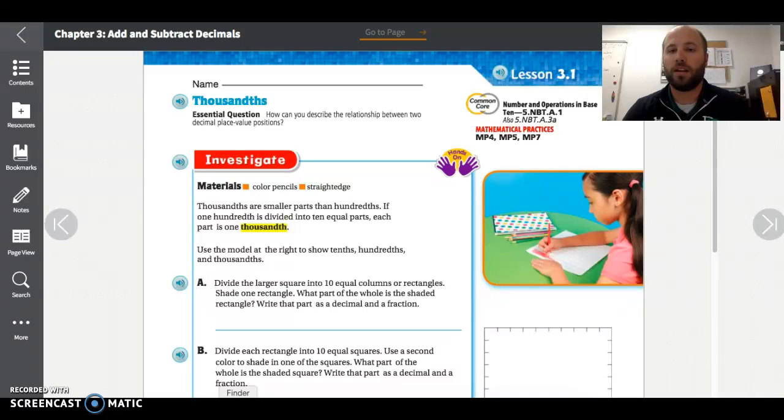Today, the unit is Unit 3. It's adding and subtracting decimals. Today's lesson, we're going to do 3.1, and that is exploring decimals up to the thousandths place. So we're going to talk about that.